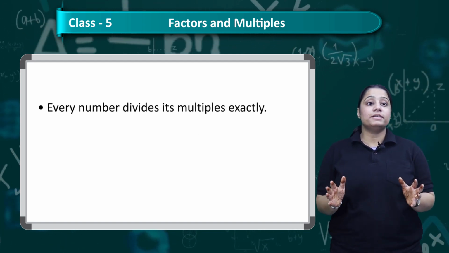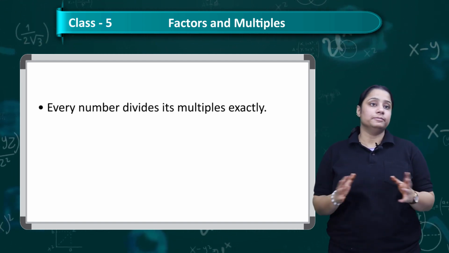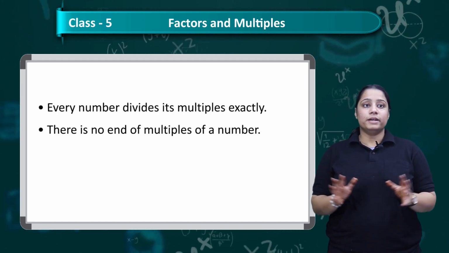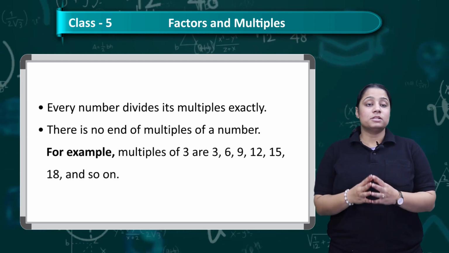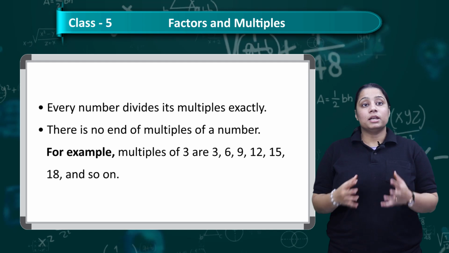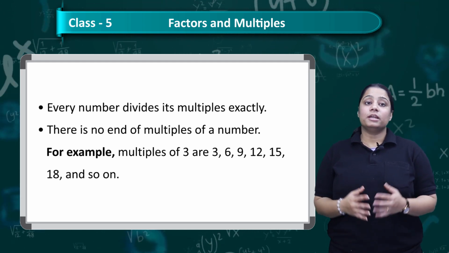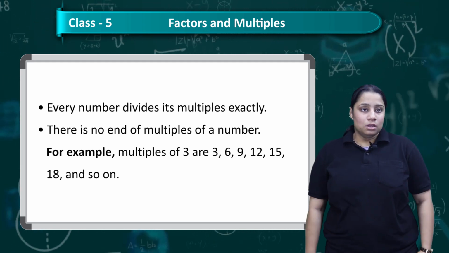Every number divides its multiples exactly. There is no end to the multiples of a number. For example, multiples of 3 are 3, 6, 9, 12, 15, 18 and so on.